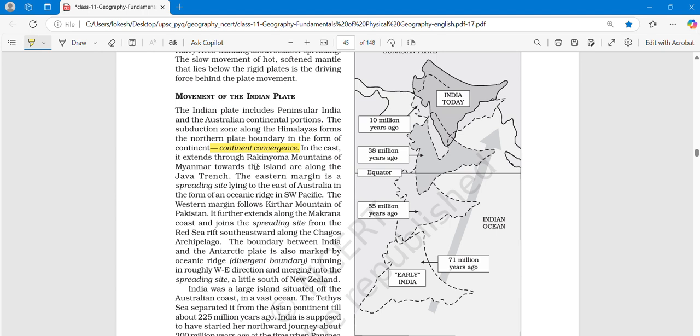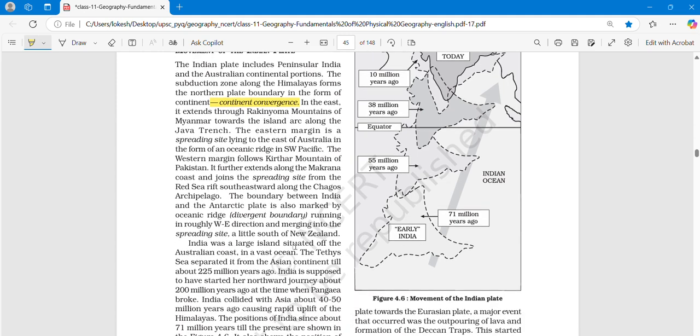The eastern margin is a spreading site lying to the east of Australia in the form of an oceanic ridge in the southwest Pacific. The western margin follows the Kirthar mountains in Pakistan. It further extends along the Makran coast and joins the spreading site of the Red Sea Rift, southeast along the Chagos archipelago. The boundary between India and the Antarctic plate is also marked by an oceanic ridge.